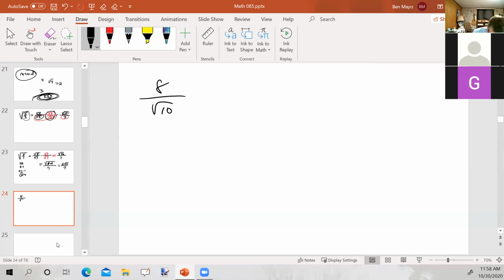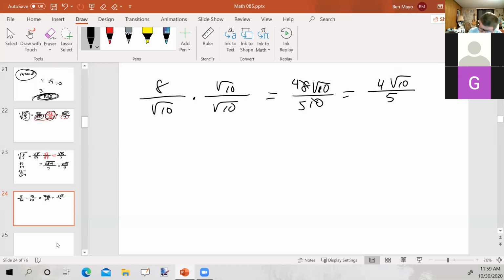8 over the square root of 10. Rationalize the denominator. What are you going to do? Multiply by the square root of 10. So then you get 8 square roots of 10 over 10. Yes. Am I done? No, you can simplify the 8/10. Exactly. Reduce that down to 4/5. So I get 4 square roots of 10 over 5. Good job. Okay. Next situation.